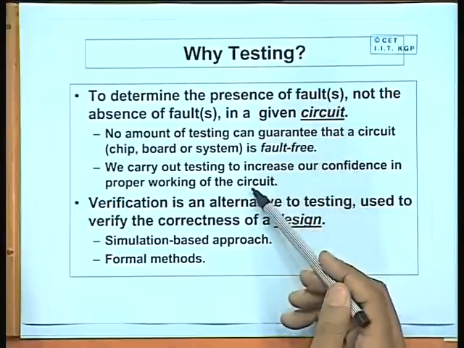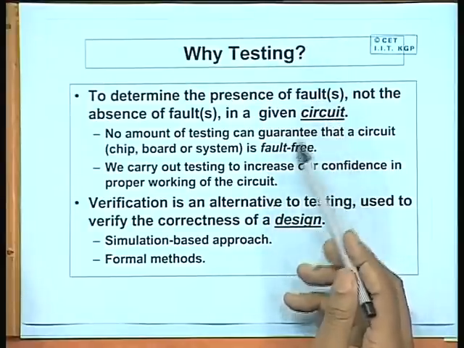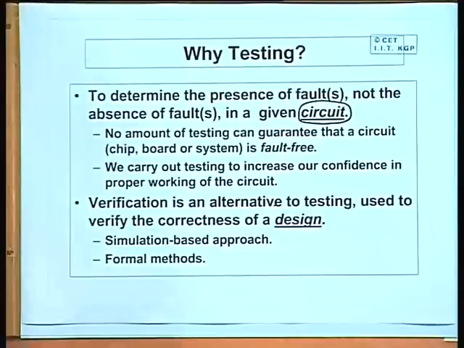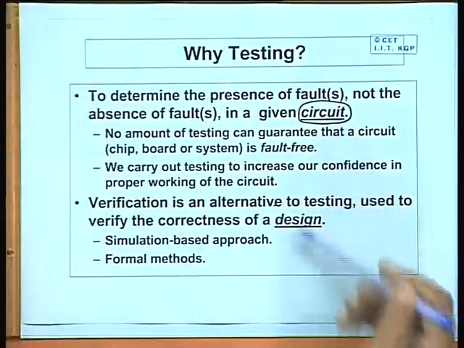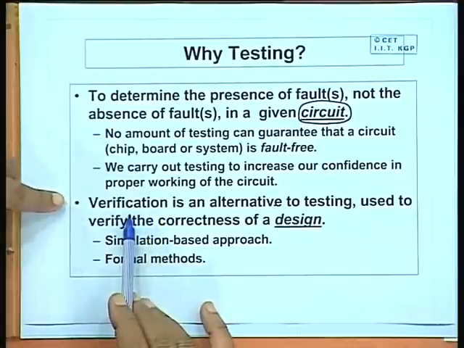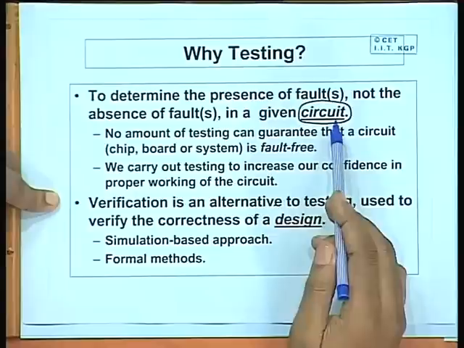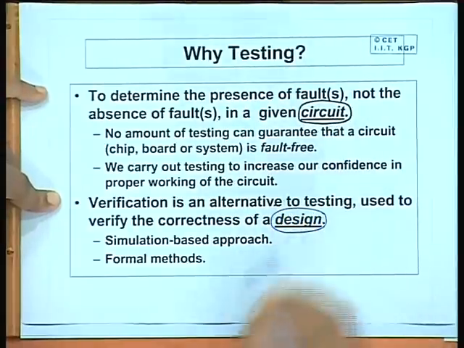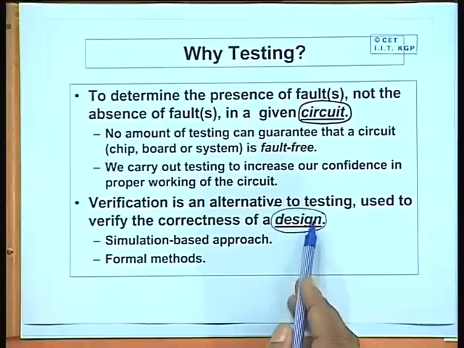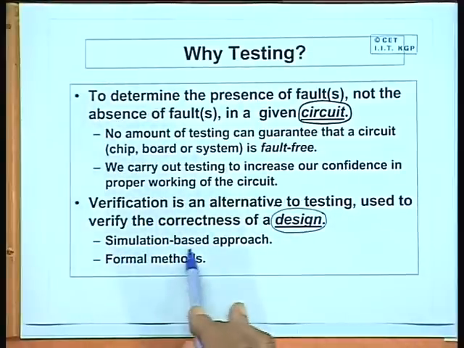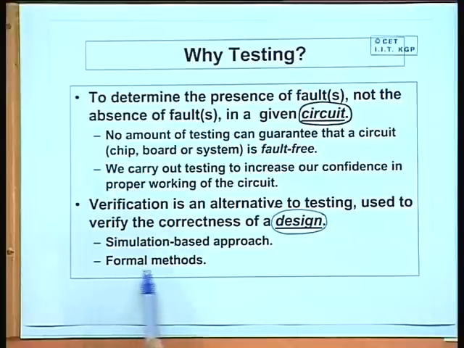Using testing, we try to find out whether a circuit is behaving as per our specification. Here we are talking about a circuit, which may be at the level of gates, at the level of transistors or at any other level. But there is another alternative way we can go about doing this. This is called verification. Verification is considered to be an alternative to testing, but the difference is that verification does not handle a circuit. Rather, it takes a design into consideration and tries to find out whether the design is working correctly or not. There are a number of ways to carry out verification. Simulation based is the most popular, but recently formal methods based on some mathematical tools are also increasing in importance.